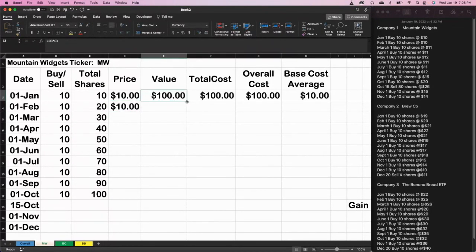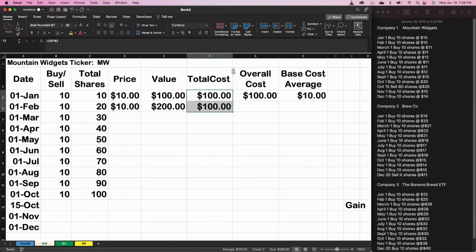All right, so our price for our second month was also $10. Our value is 200. It's going to be 10 times 20. Our total cost is going to be another $100. Our overall cost, well, we just wrote it in here. So our overall cost this time is going to be equal to our last overall cost plus the new amount that we spent. So our new total cost is $200, and then our average should be the same. It should stay at 10.